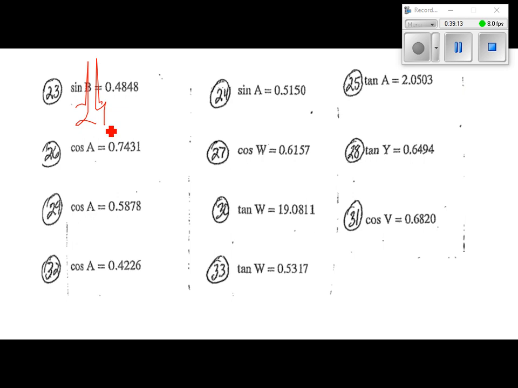So what did everybody get? For 25, I got 64 degrees. So 25, 64 degrees, everybody agree with that? Yep. Does that make sense? Does everybody know how to do those? Yes.